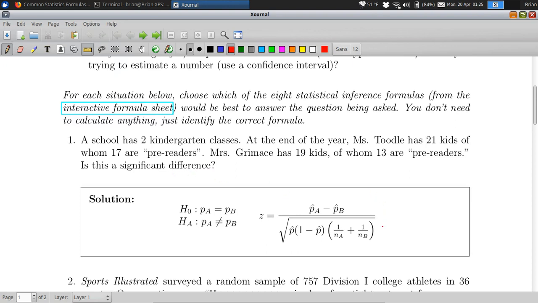So you use the two sample hypothesis test for proportions formula, this one. I've even included the hypotheses, right? The null hypothesis is that there's no difference between the two groups, I guess between Mrs. Toodle's class and Mrs. Grimm's class. And then the alternative is actually maybe there is a difference. Maybe one of these teachers is better than the other one. Okay, moving on. Next question.